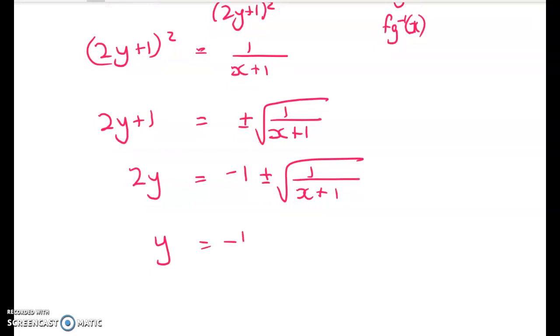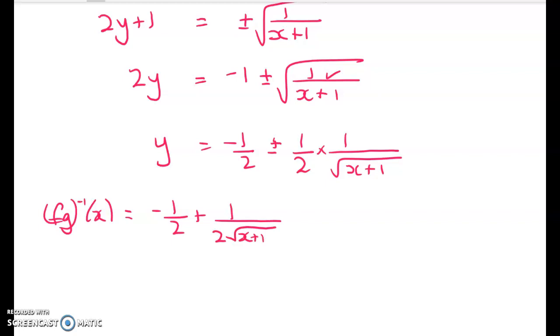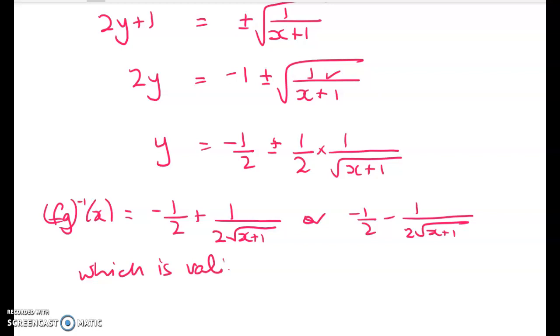So finally, we get that y is equal to negative a half plus or minus a half over, so the root of 1 is just 1, right? So it's 1 over root (x plus 1). So we've got two options for fg inverse: it is either equal to negative a half plus 1 over 2 root (x plus 1), or negative a half minus 1 over 2 root (x plus 1). So which is valid? So which one?